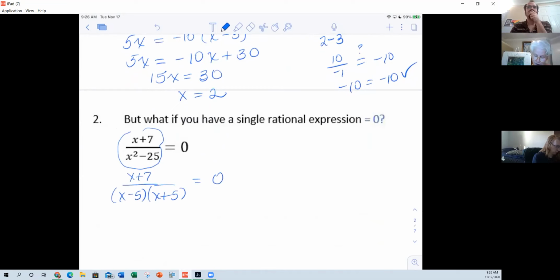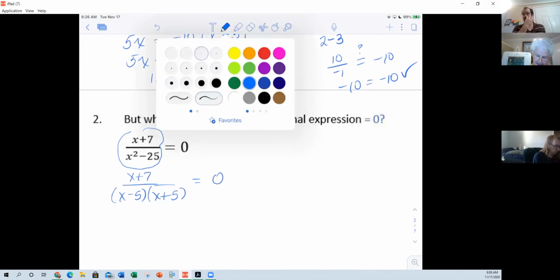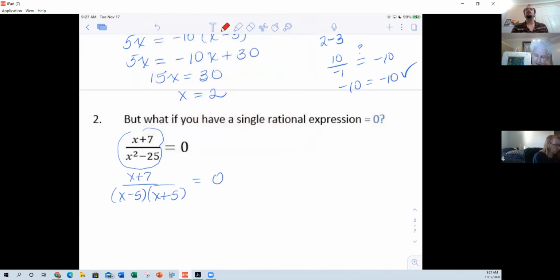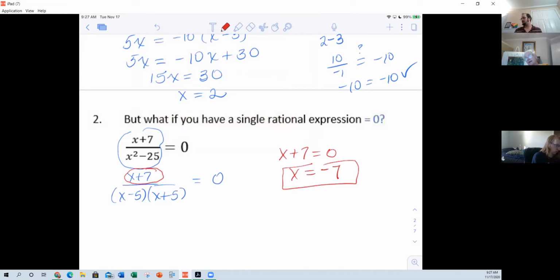So what you have to remember is you can never have a 0 in your denominator. If you do, it's just not copacetic. So all you have to do when this happens is worry about your numerator. So you would just say x plus 7 equals 0. So x would equal negative 7. So anytime you have a rational expression equal to 0, make sure it's simplified and then just worry about the numerator.